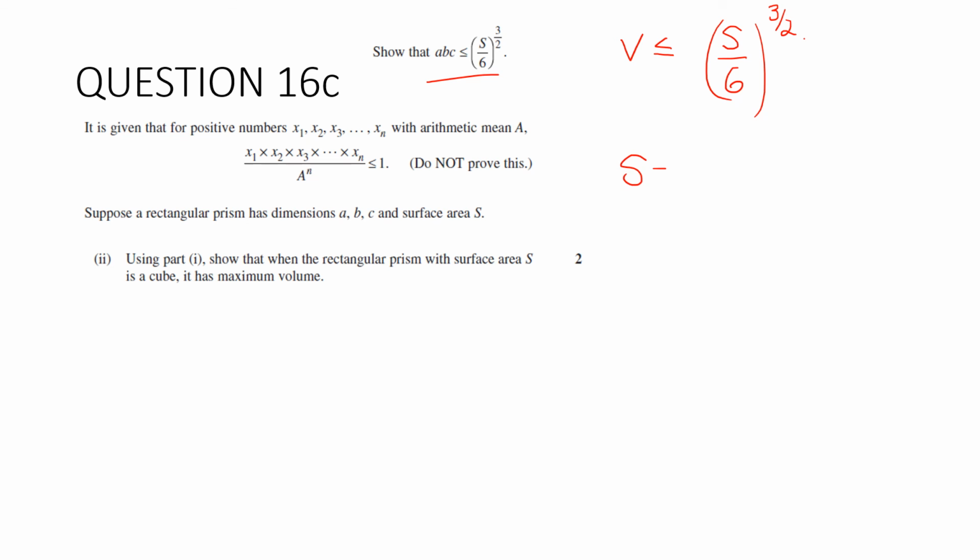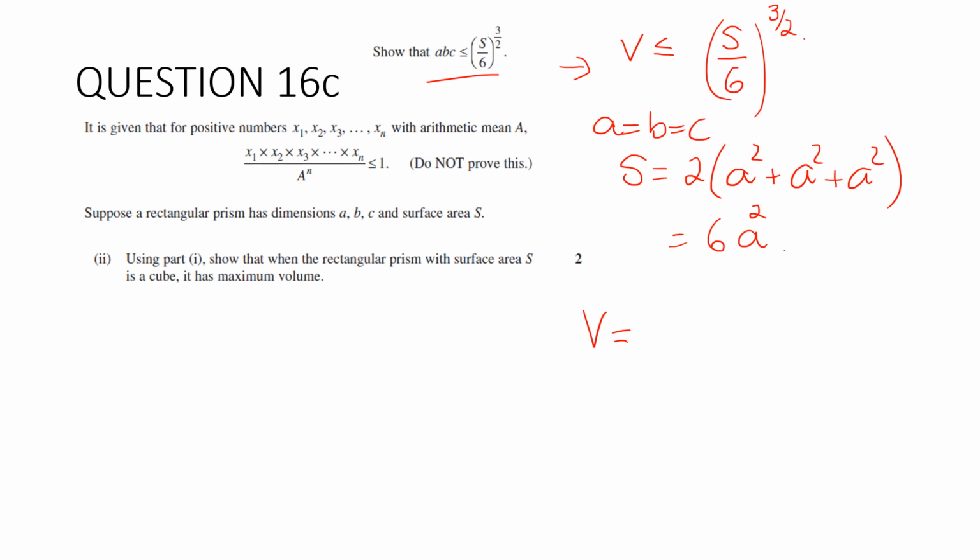Now the surface area, if A equals B equals C, is going to be 2 lots of A squared plus A squared plus A squared, which is 6A squared. And the maximum this volume can be is the equality here. And S is 6A squared, divided by 6, to the power of 3 halves, which is A cubed, which happens, of course, when A equals B equals C.